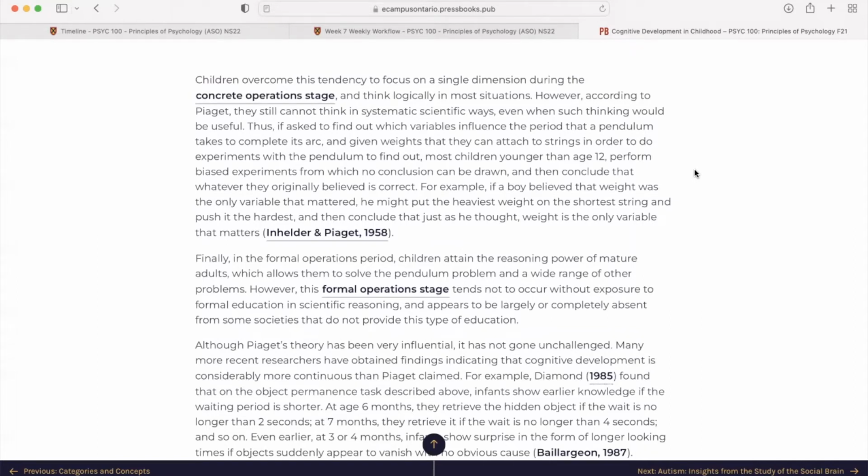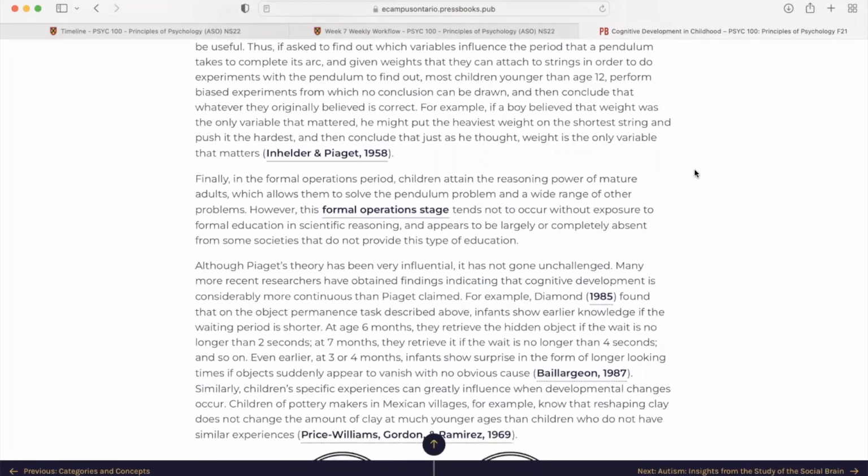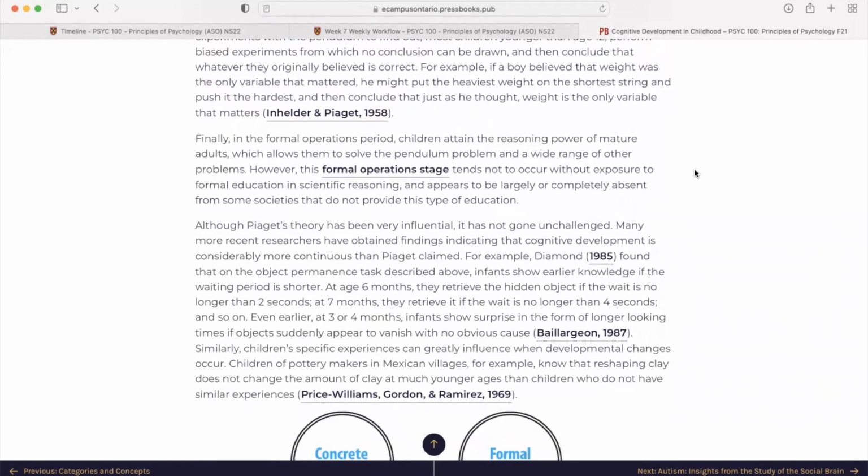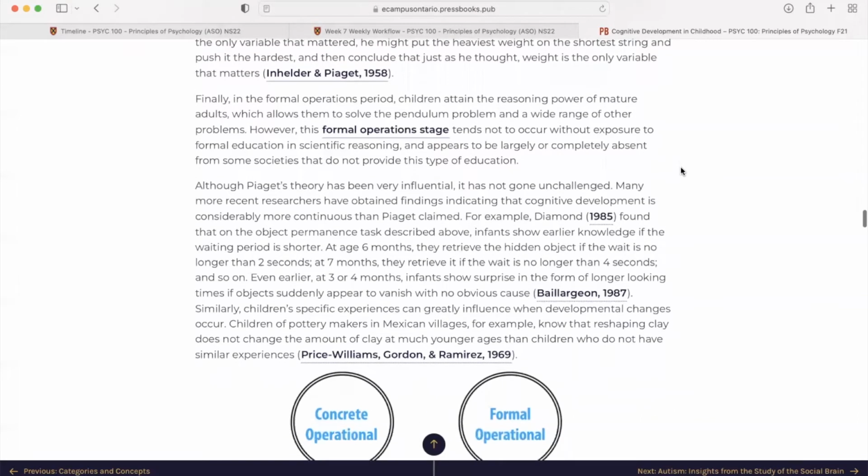For example, if a boy believes that weight was the only variable that mattered, he might put the heaviest weight on the shortest string and push it the hardest, and then conclude that, just as he thought, weight is the only variable that matters. Finally, in the formal operations period, children attain the reasoning power of mature adults, which allows them to solve the pendulum problem and a wide range of other problems. However, this formal operations stage tends not to occur without exposure to formal education in scientific reasoning and appears to be largely or completely absent from some societies that do not provide this type of education.